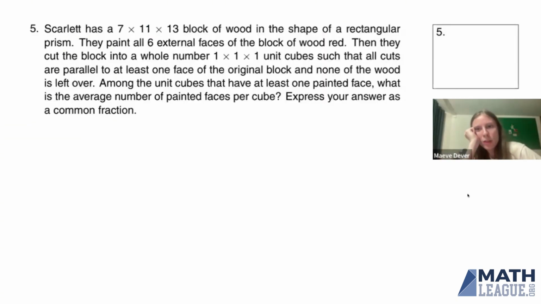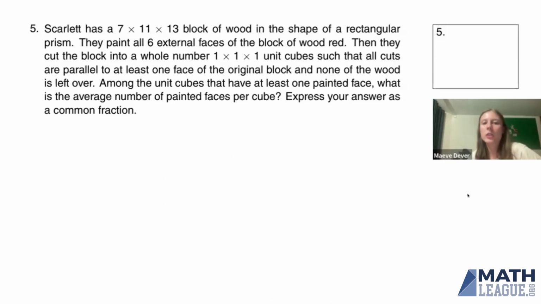So one thing we could do is we could think about the blocks of wood that have painted faces. Some of them are going to have one painted face. Some of them will have 2 painted faces because they're on the edge of the block. Some of them will even have 3 because they're on the corner of the block. We could figure out how many of each and do some averaging.